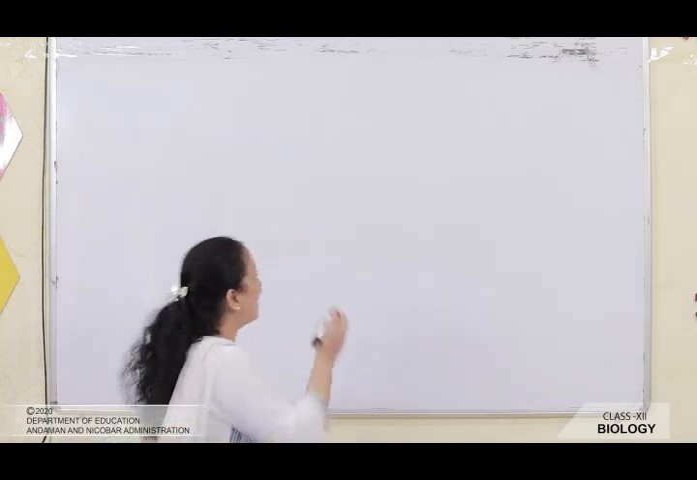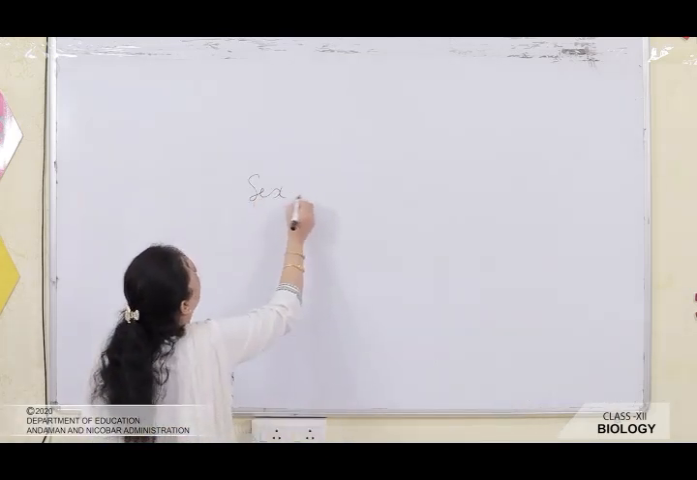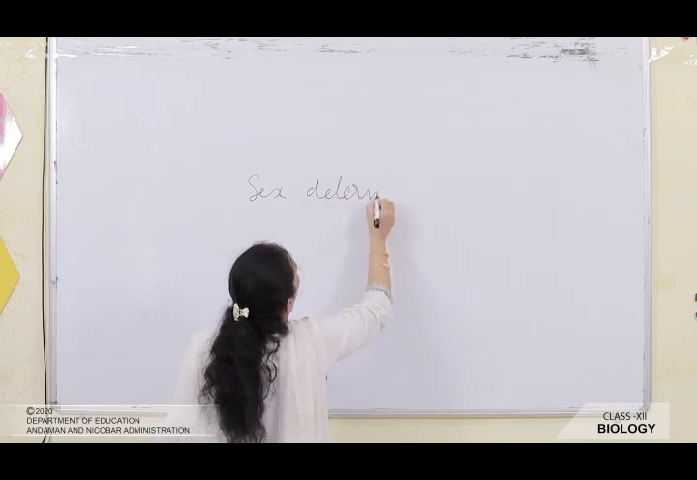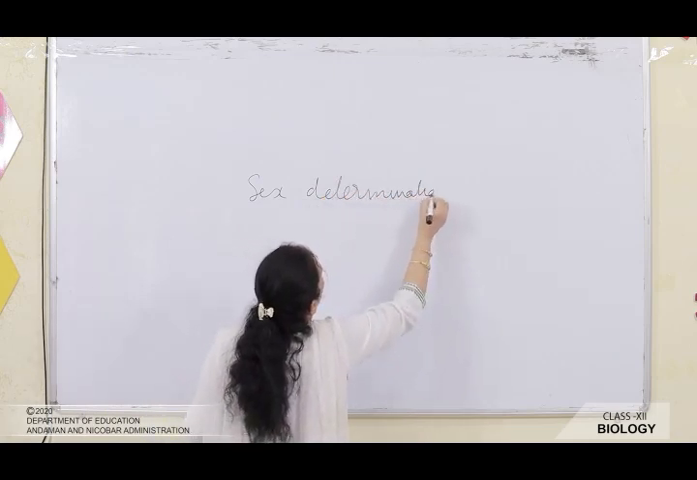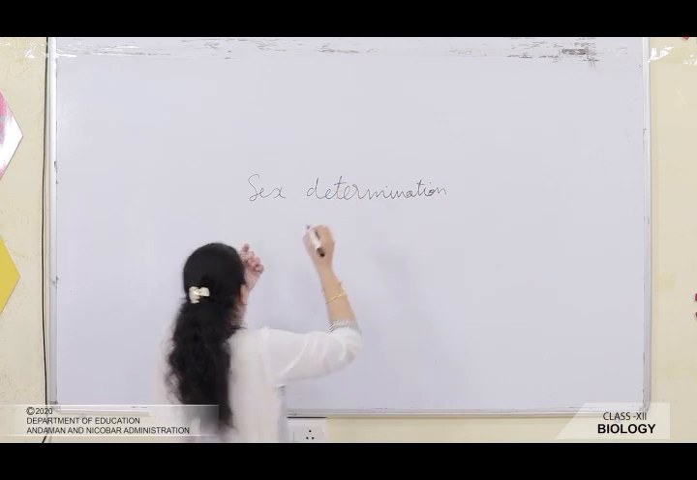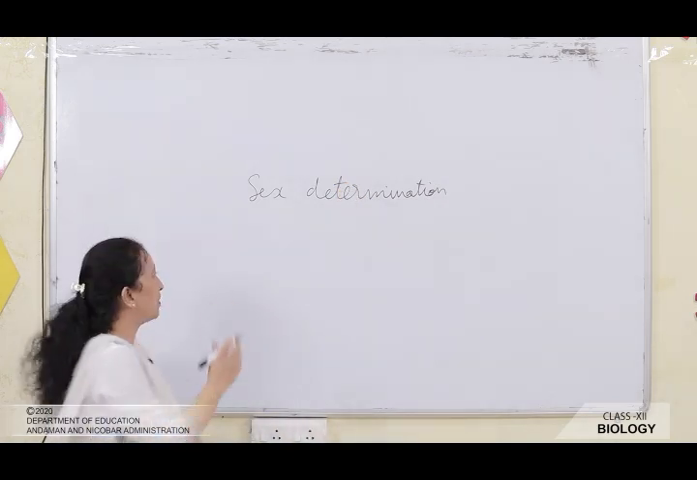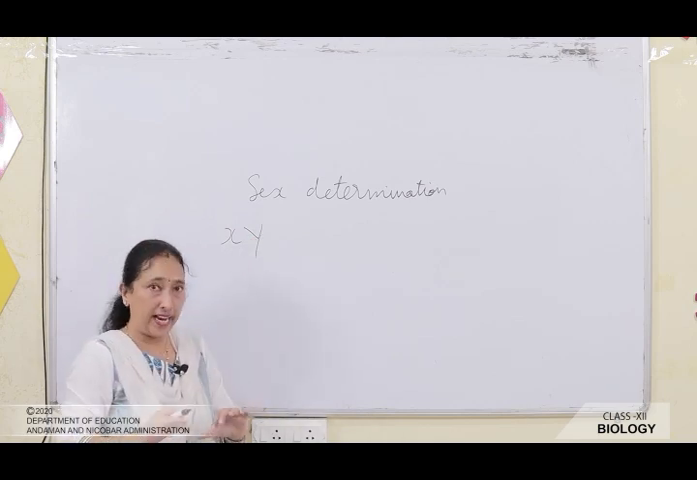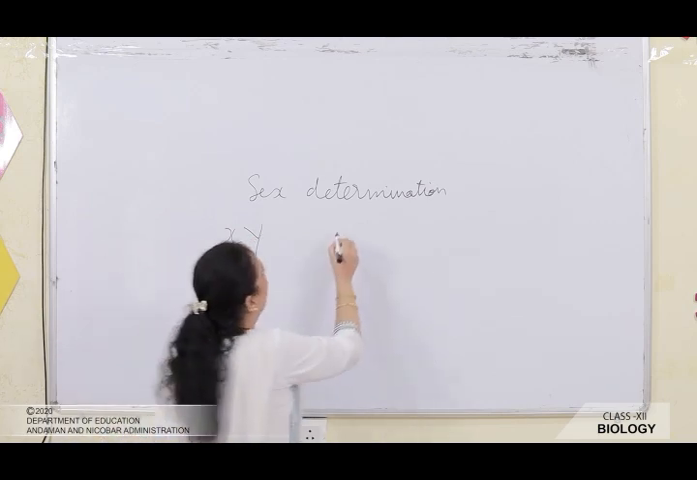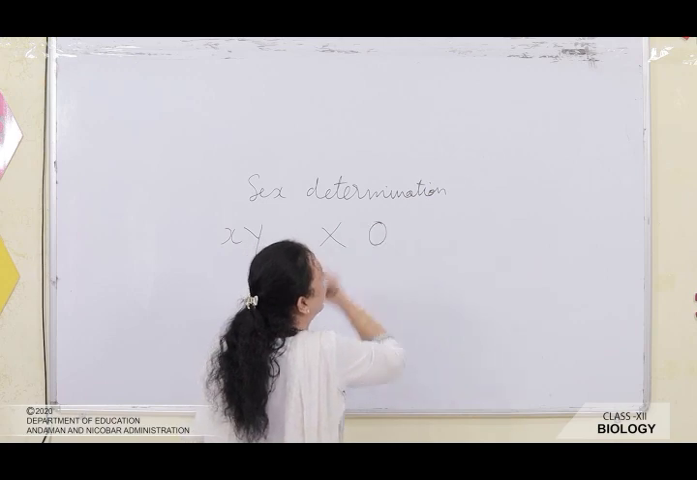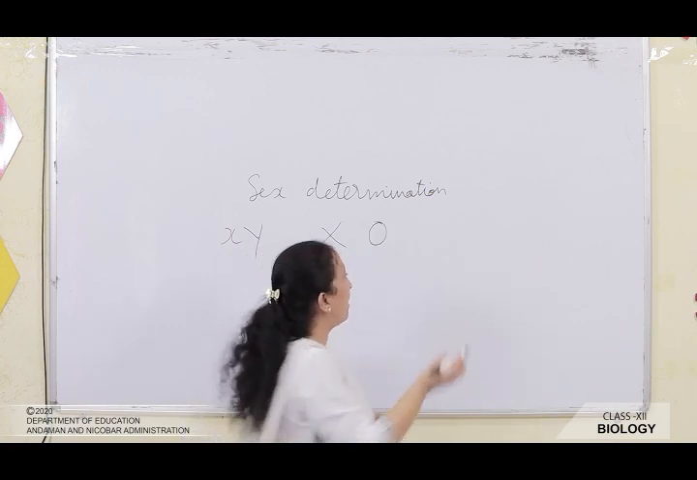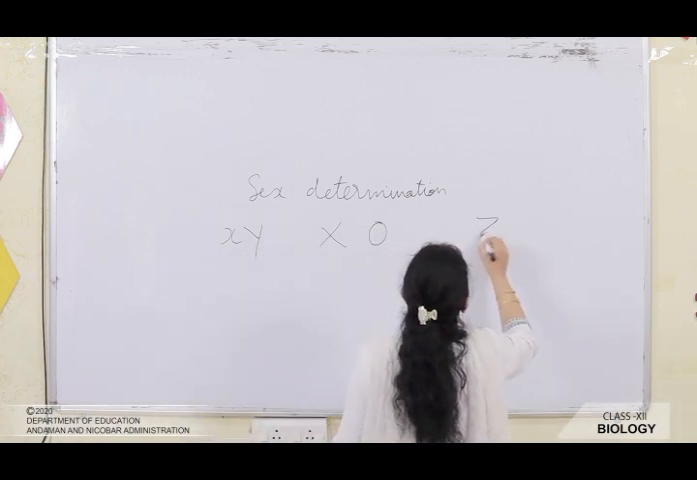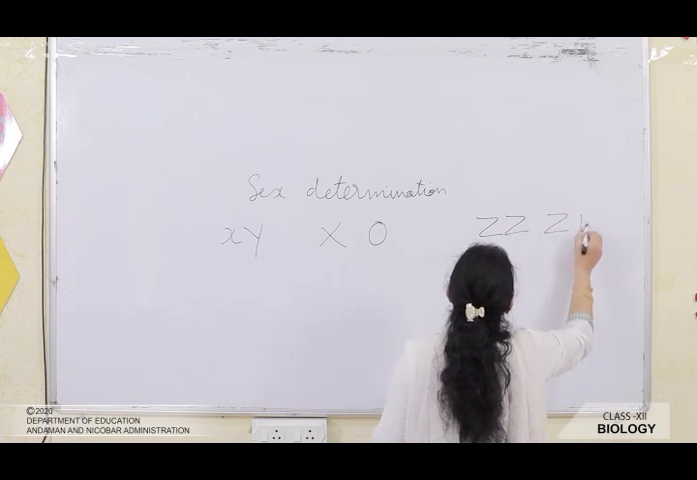We will now see sex determination, how the sex of the organism is determined. We know that there are two sets of chromosomes, X and Y, as we know today. But in some organisms there is XO type of sex determination, and in some, like domestic fowl, it is ZW.